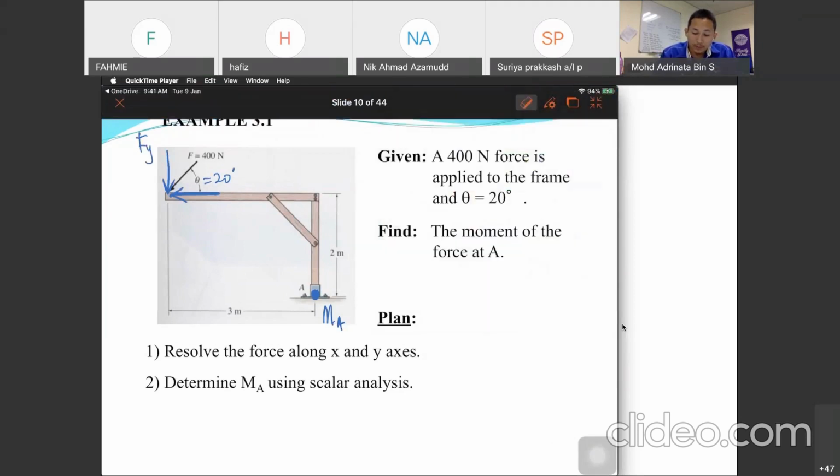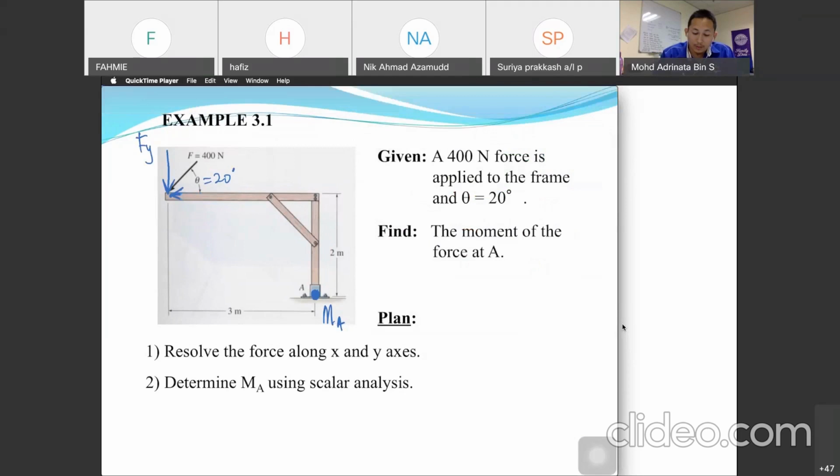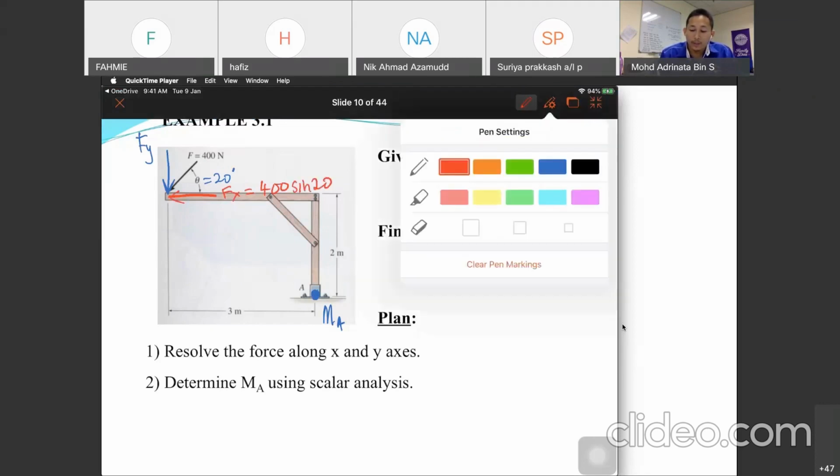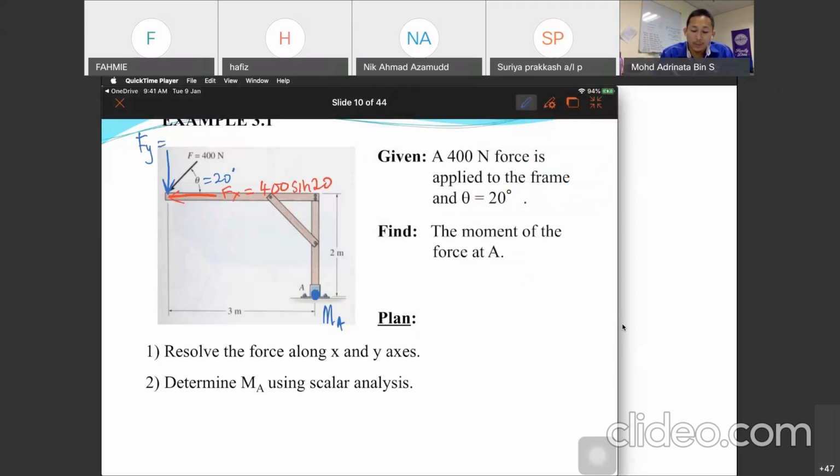I like to change the color. Okay, and then this is for Fx. Fx is equal to 400 sine 20. Fy is equal to 400 cos 20 degrees. Okay? Can you understand?